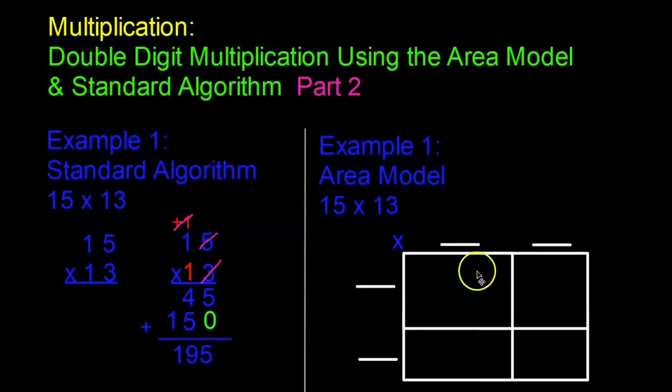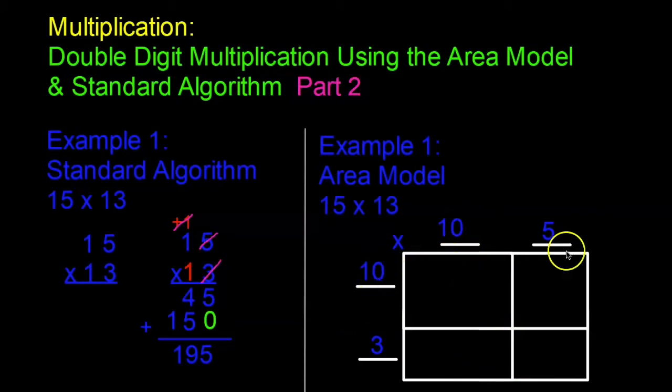Let's look over here at our area model. 15 times 13, I'm going to break both of these into their place value parts. So 15 is going to be 10 and 5. 13 will be 10 and 3. Then we need to multiply to get the partial products inside of the area of this box.